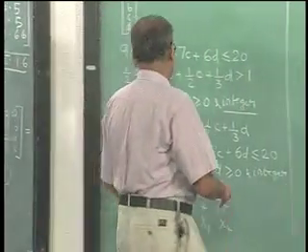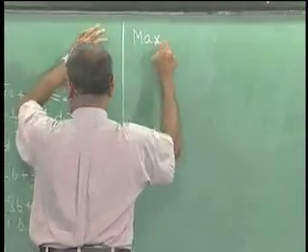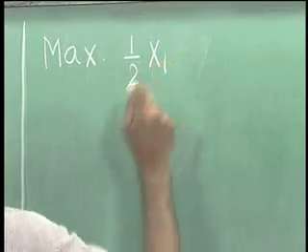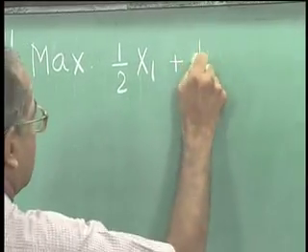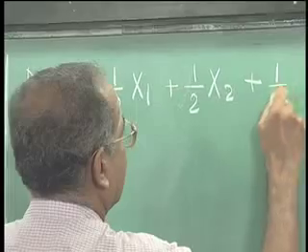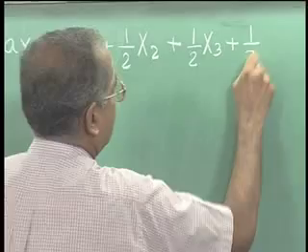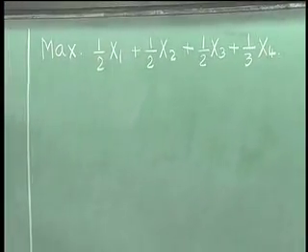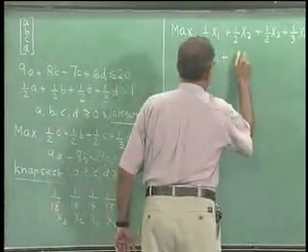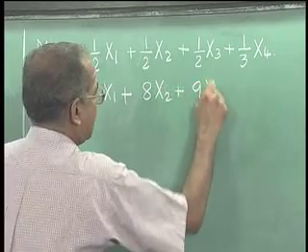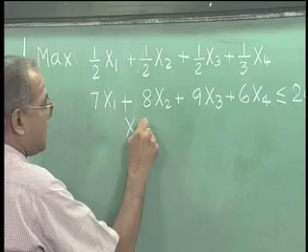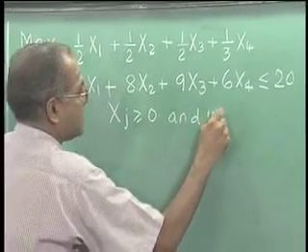So, the problem is now rewritten to maximize half x1 plus half x2 plus half x3 plus 1 by 3 x4, subject to the condition 7 x1 plus 8 x2 plus 9 x3 plus 6 x4 less than or equal to 20, xj greater than or equal to 0 and integer.